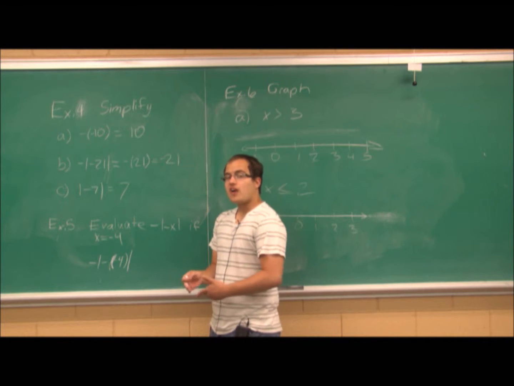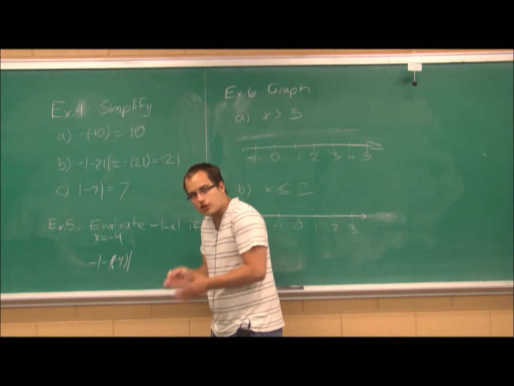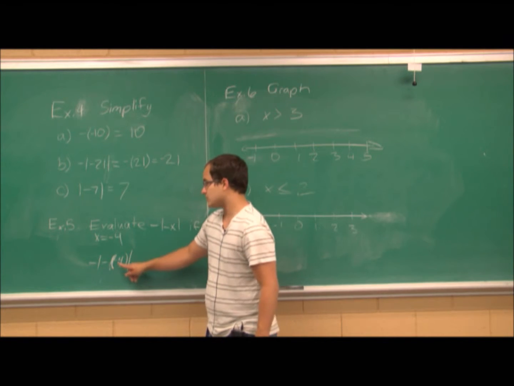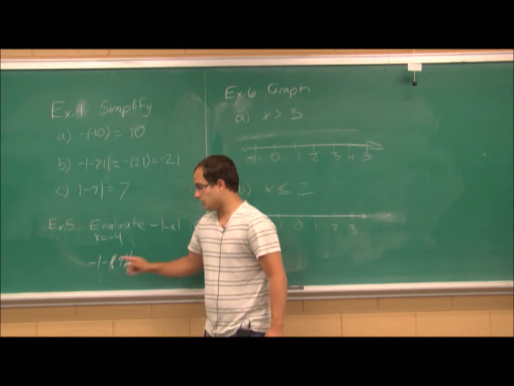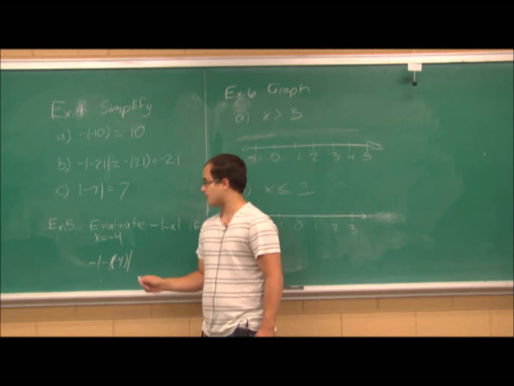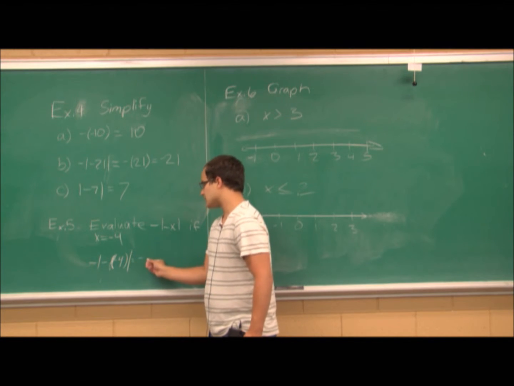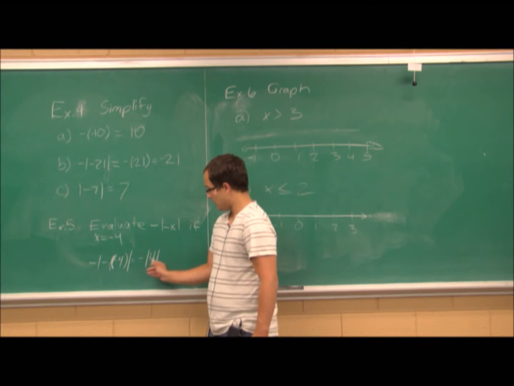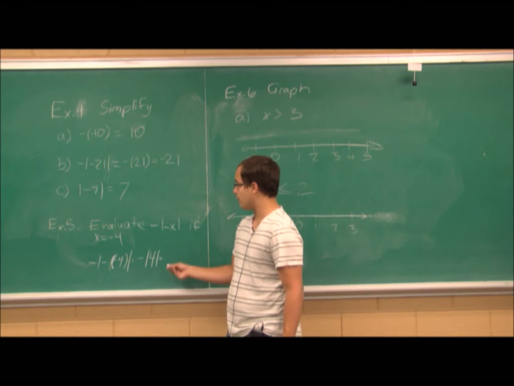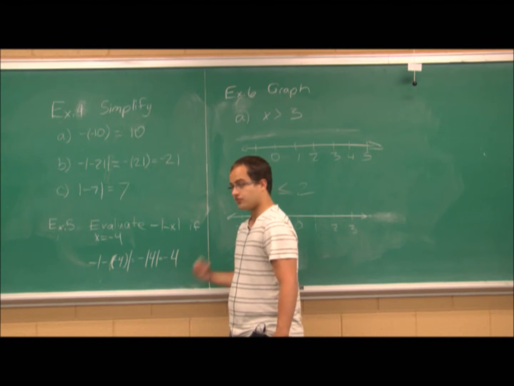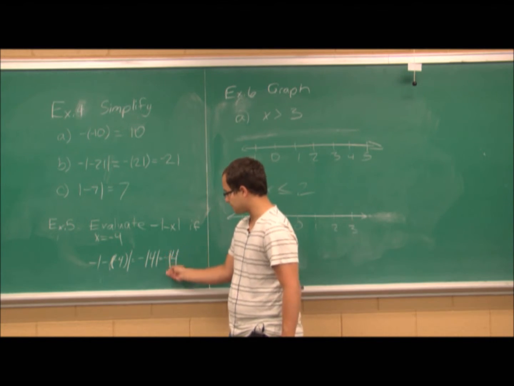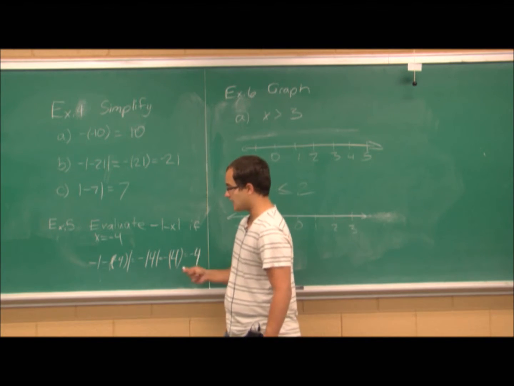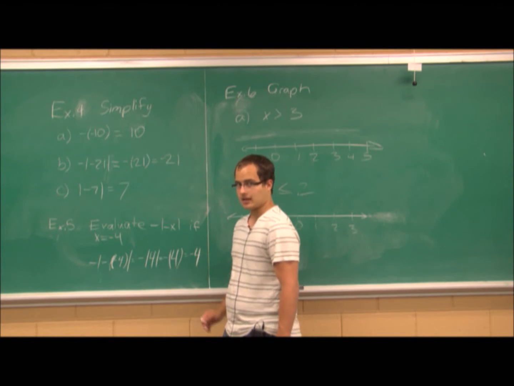So if I'm following order of operations, I have to go to my innermost grouping symbol, which are these parentheses. Now this right here says opposite of negative 4, because these are parentheses, not absolute values. Well, the opposite of negative 4 is 4. Now I have to evaluate the absolute value of 4, which is just 4. And the opposite of 4 is negative 4. So the final answer is negative 4.